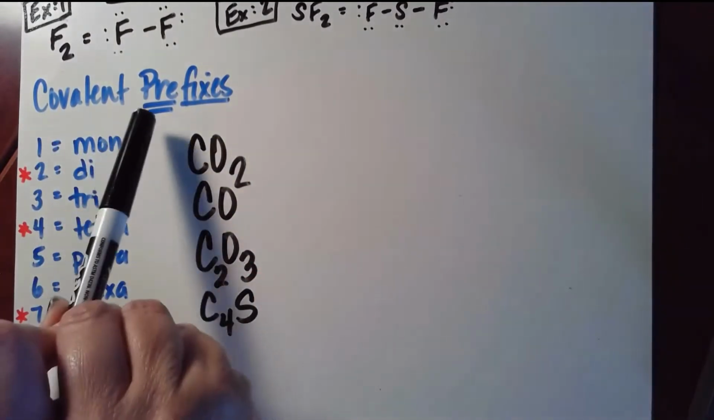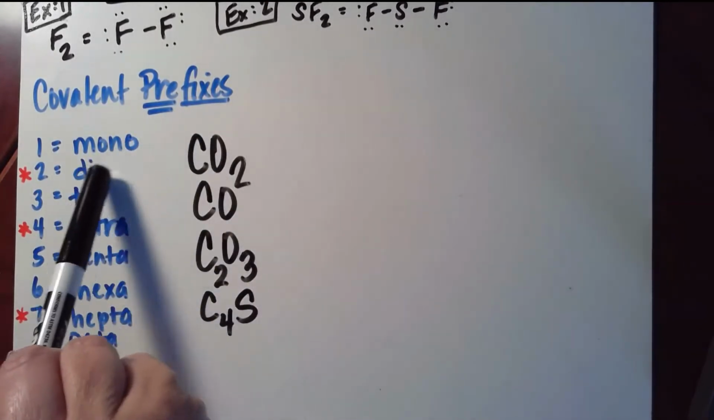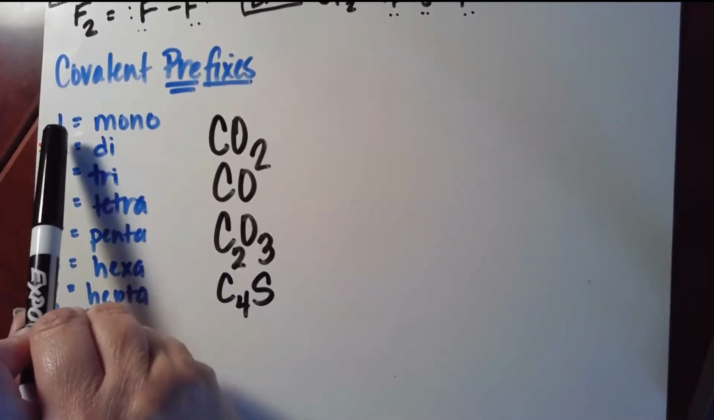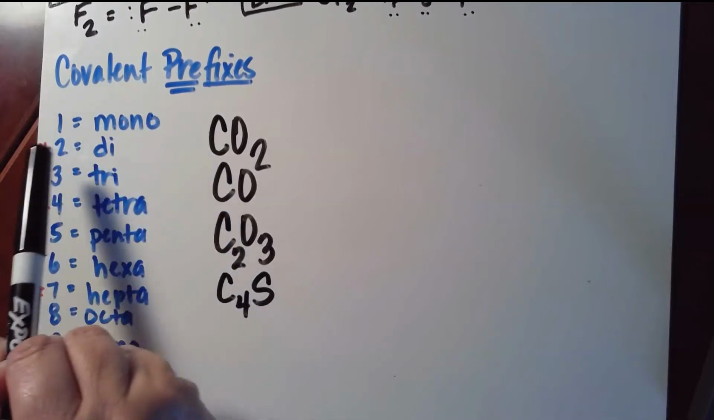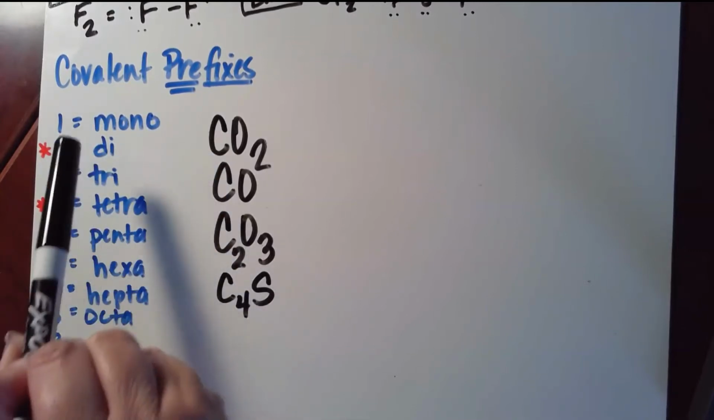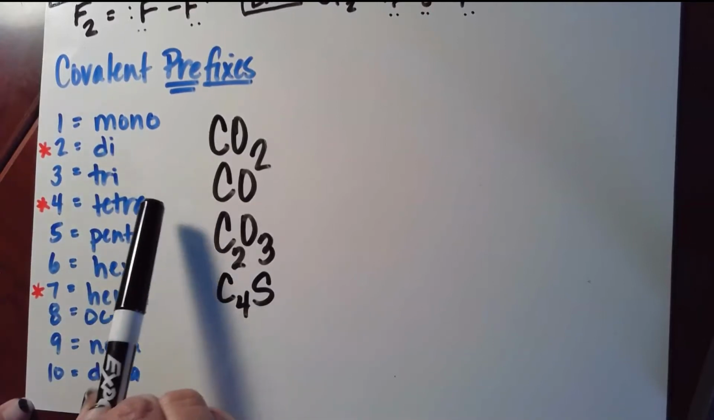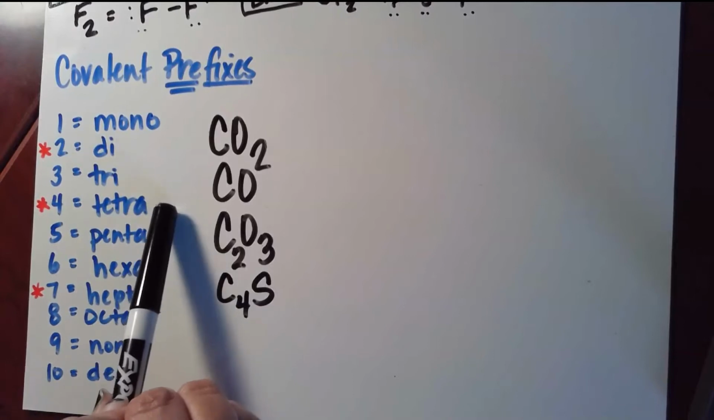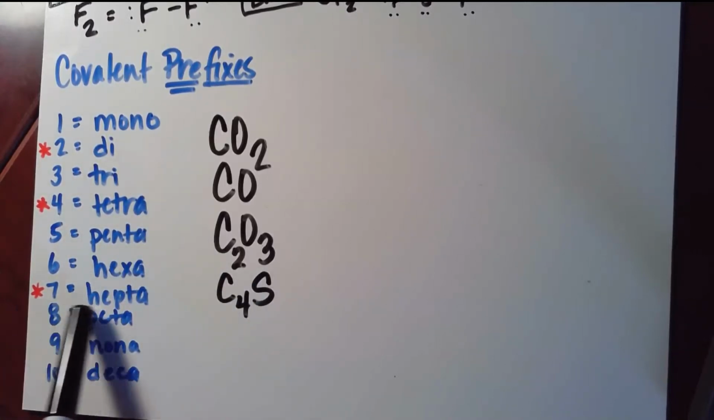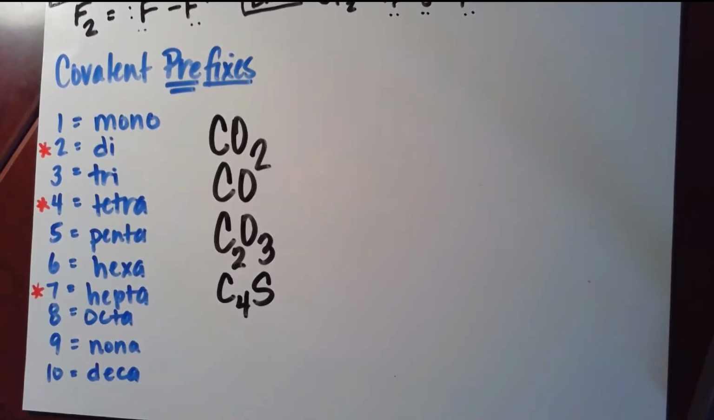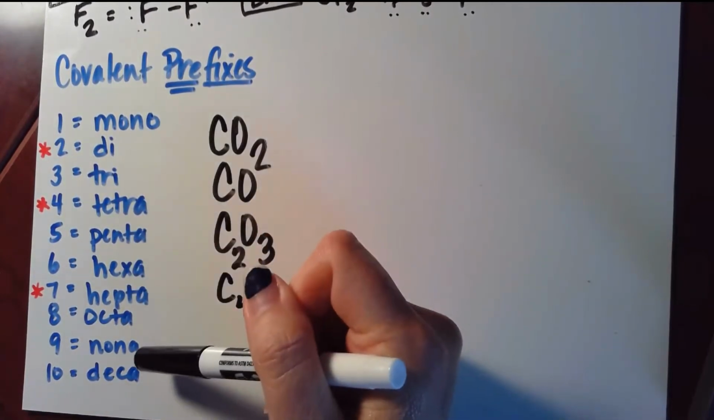So for example, we call these prefixes because all of these words go before an element name. If we have one element, we call it mono something. 2 is di, 3 is tri, 4 is tetra. Notice 2 is di and not bi like a bicycle. 4 is tetra and not quad. And 7 is hepta, not septa. Those are going to be the three changes to what you're normally used to when it comes to numbers in math.